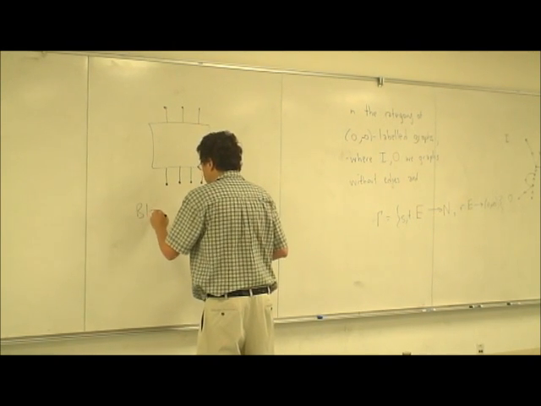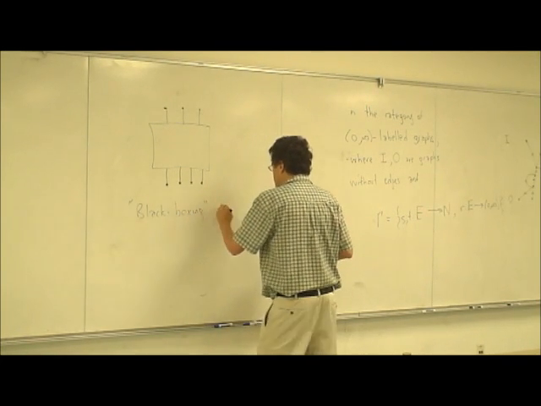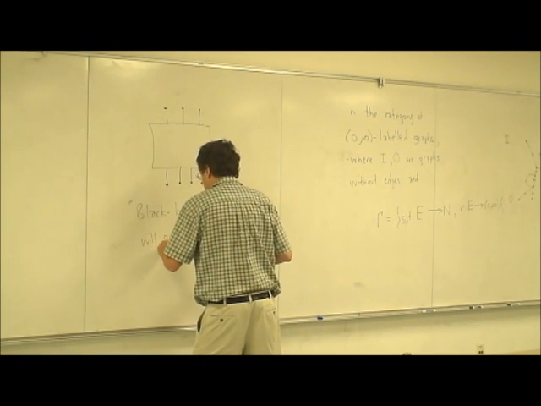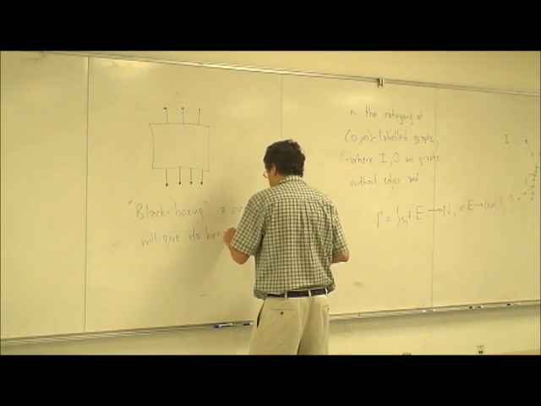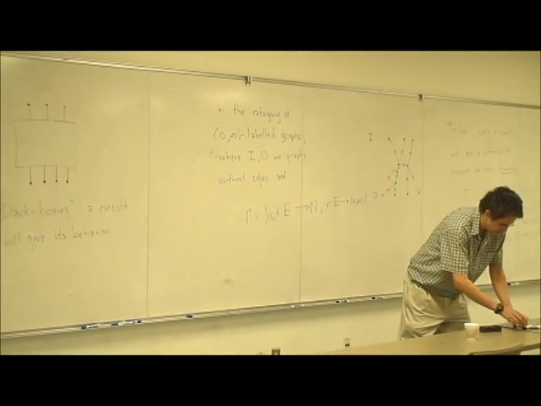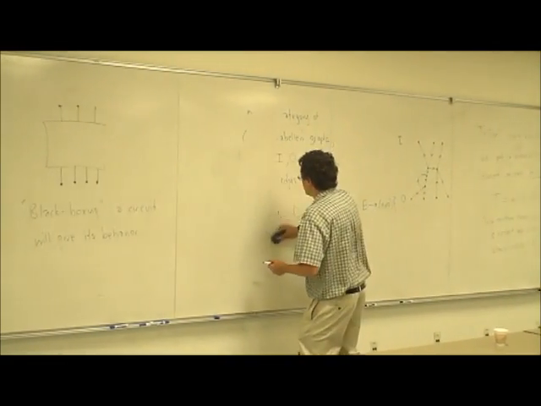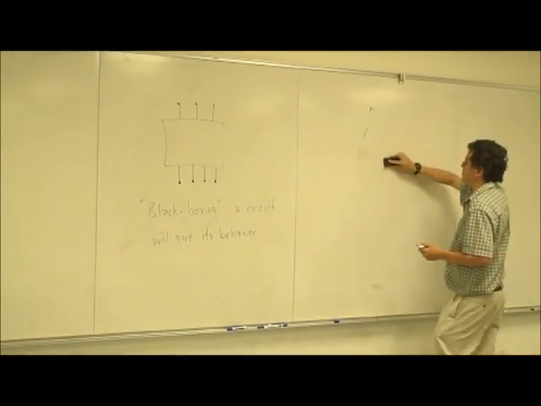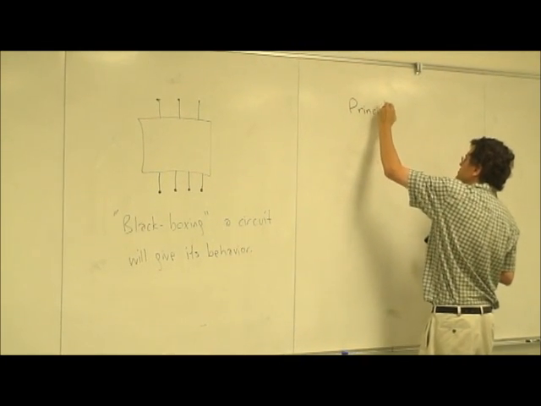So black boxing a circuit will be the process that gives its behavior. So how does that work in detail? That's what I want to explain. So I have to review for you very rapidly and efficiently a little bit of electrical circuit theory. And the main way I want to think about it is using what's called the principle of minimum power.